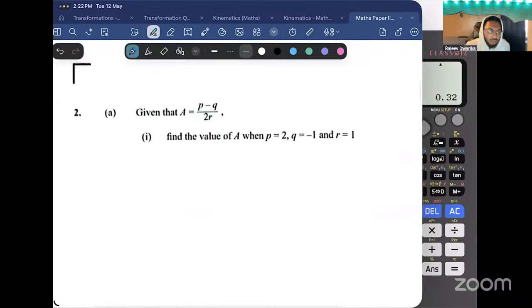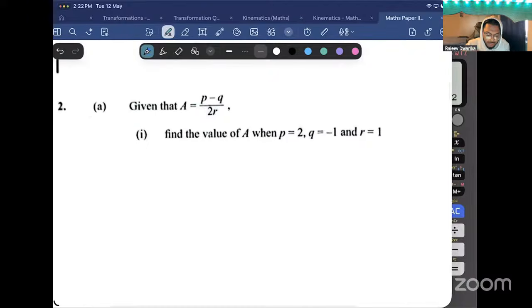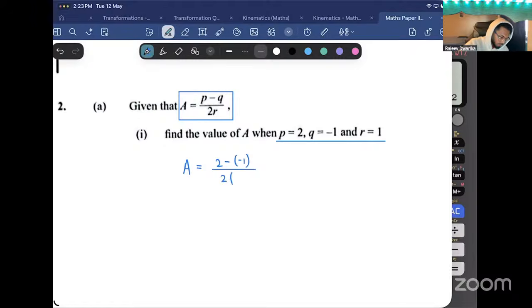Given that A is equal to P minus Q over 2R, find the value of A when P is equal to 2, Q is equal to -1, and R is equal to 1. This was giving easy. They're telling you what A is in terms of P, Q and R, and they're telling you what P, Q and R are. So you just have to substitute. So A is going to be equal to the P value, which is 2, minus the Q value, which is -1, all over 2 by R. So R, what is R?